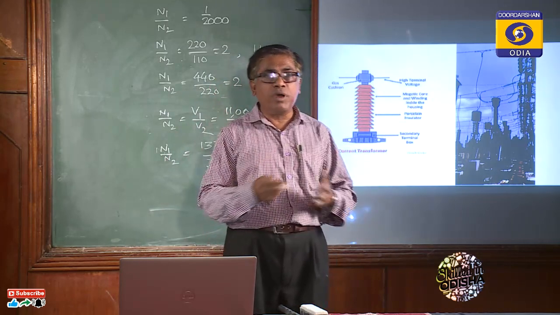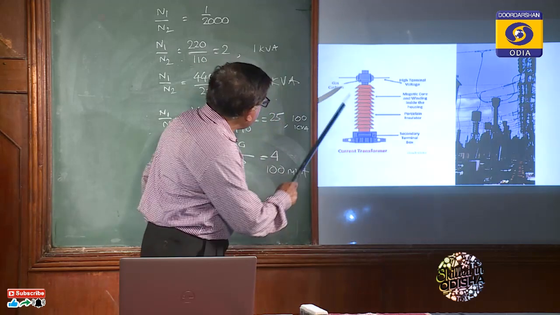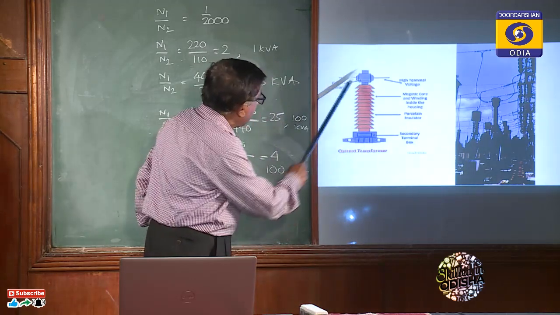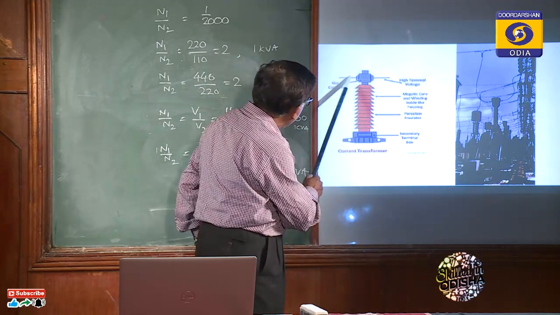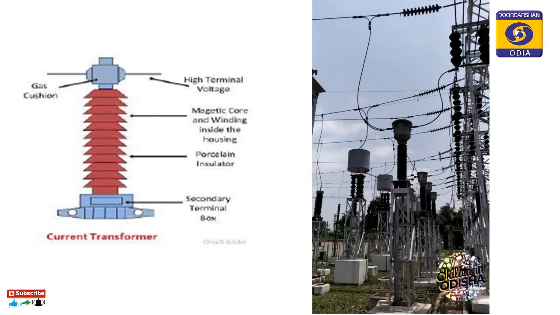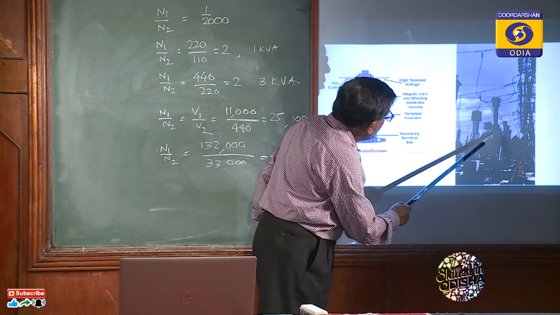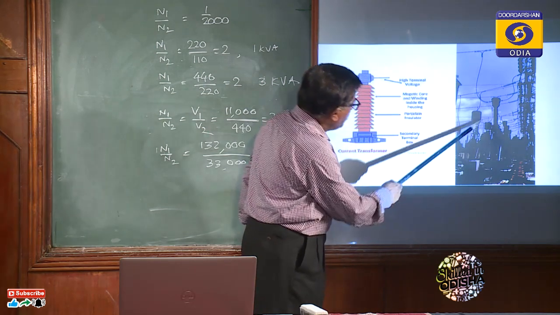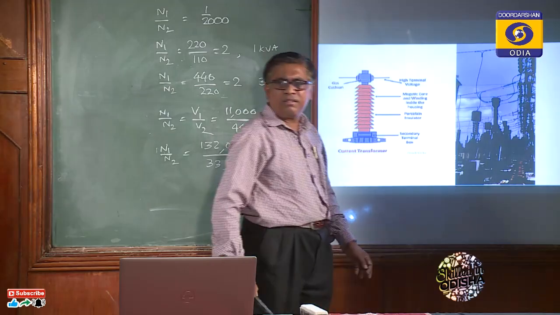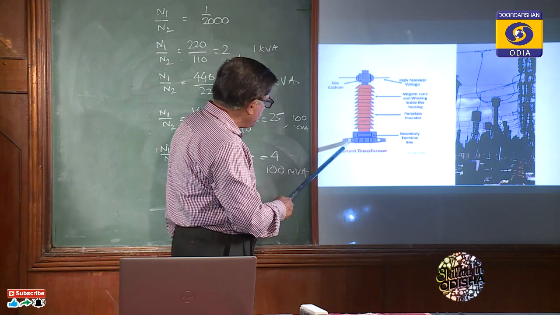So what we are doing now, we are taking the help of a CT, current transformer. This is the basic structure of a current transformer. This is the current transformer, this is input, this is output. This is one pole, this is another pole. PT are connected. This is CT. This is your primary side and this is your secondary side.